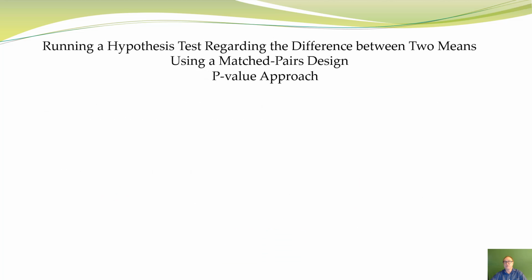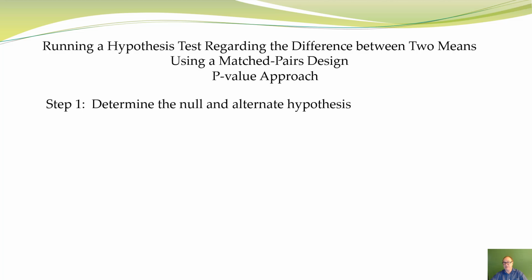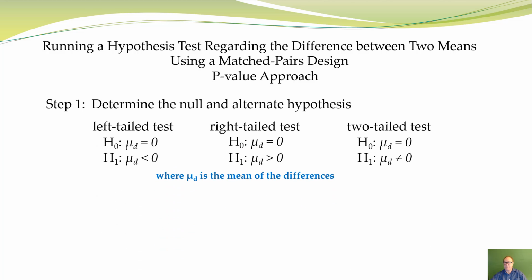Now, the P-value approach, same idea. The null and alternate hypotheses are what we just discussed. If it's a left-tailed test, there is no difference in the mean, so the mean of the differences equals 0. The alternate is that the first sample is less than the second sample, which means the mean of the differences is less than 0.